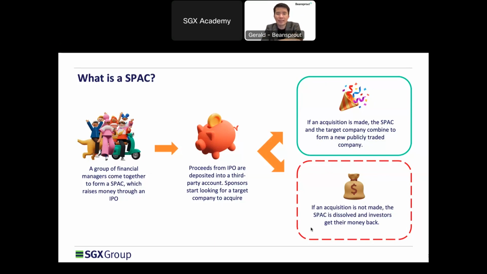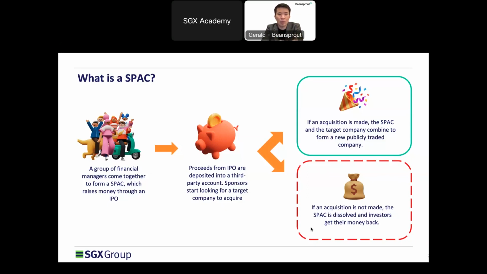So once the sponsor has already found a target, there are 2 potential things that can happen. Number one, if the acquisition is made, the SPAC and the target company will then combine to form a new publicly listed company. That is if the acquisition actually goes through. But if the acquisition is not made, then the SPAC is dissolved and investors will get their money back.